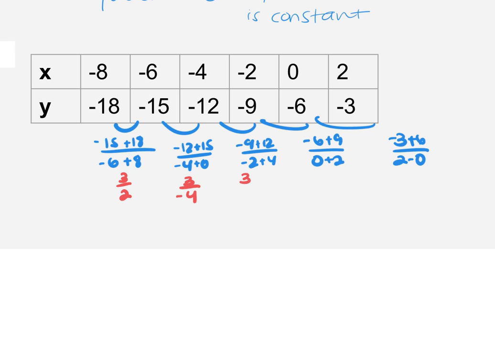This would be 3 over 2. This would be 3 over 2. This should be a 6. I can't read my own handwriting. This is a 6. So this is 2. Okay. And this is 3 over 2.